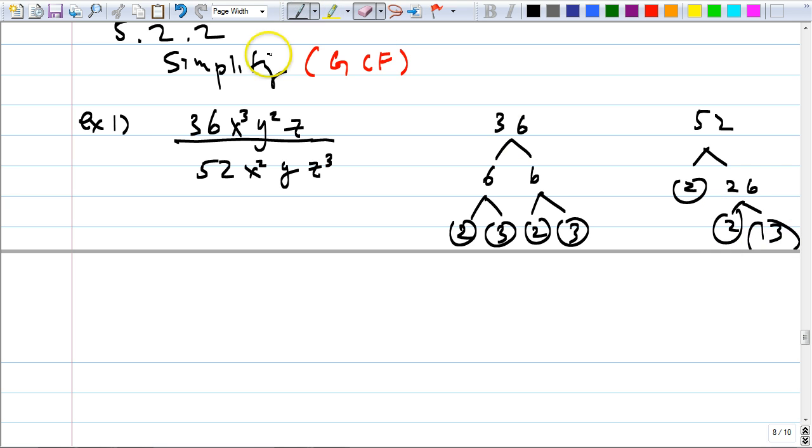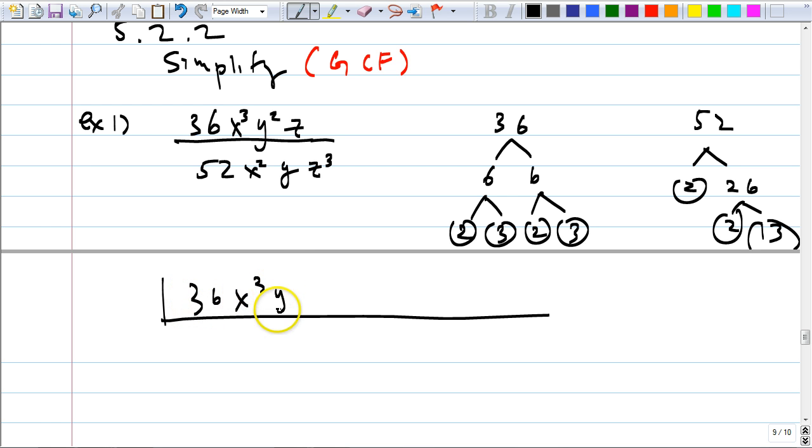All right, so let's do the upside down division bar. 36x cubed y squared z over 52. I'm gonna write my denominator next. X squared y z cubed. Okay, so let's look at the numbers. What's common? What is a common factor?